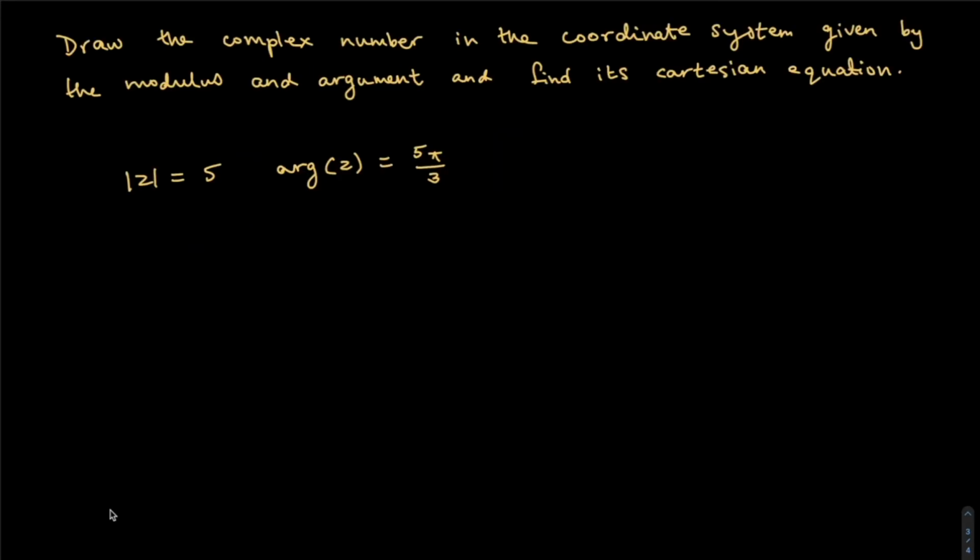All right, so we have a question that is asking us to draw the complex number in the coordinate system given by the modulus and argument, and to find its Cartesian equation.